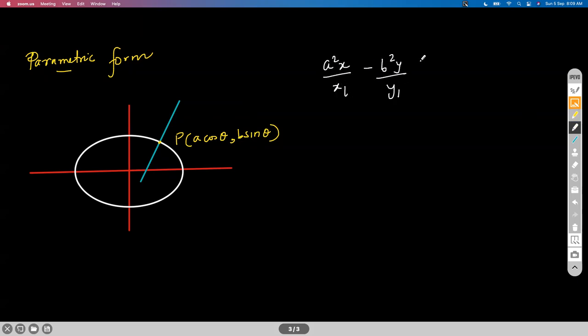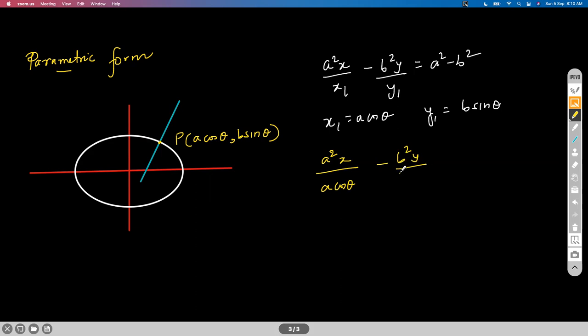All you need to do is take the old equation, replace your x1 with a cos theta, and replace your y1 with b sine theta. When I do that, I'll end up getting a square x by a cos theta minus b square y by b sine theta equal to a square minus b square. On slight simplification, your result will look like this: ax sec theta minus by cosec theta equal to a square minus b square.